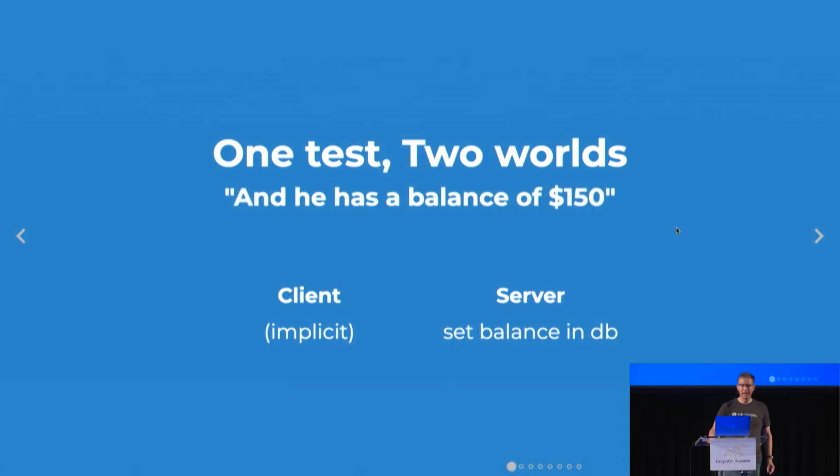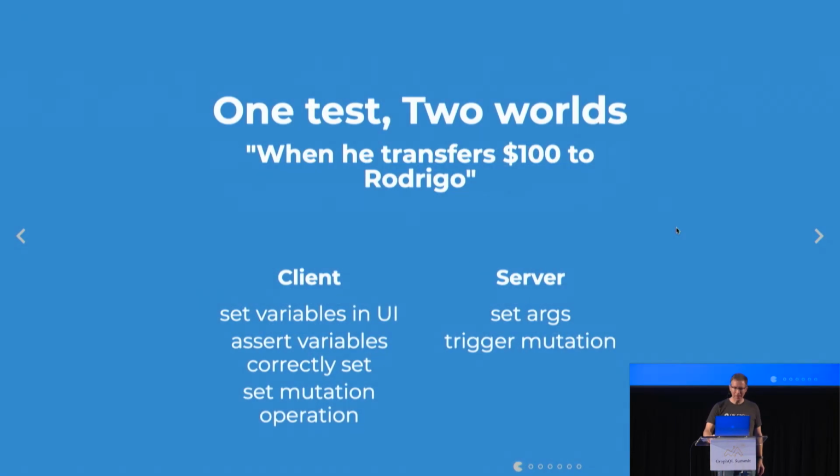So the second line is, and he has a balance of $150. Again, on the server, we probably just need to set a test database or some kind of value that we're going to work against. On the client, we might not need to set anything, kind of depends on the app. The third line, when he transfers $100 to Rodrigo, okay, this is where the action takes place. This is where we trigger the mutation. And this is where we are setting variables, making sure they're passed as arguments.